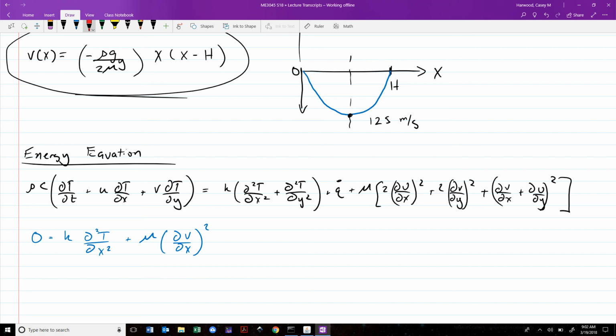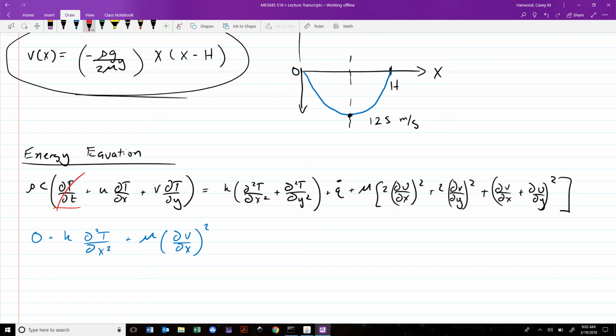All right, show of hands, how many now have managed to cancel enough terms that they've got something looking like this? All right, most of you. Since most of you have gotten here, let's quickly step through for those who might have a couple of terms that we can't seem to shake off. This first term right here, we get rid of that because of which of our assumptions? Steady state.